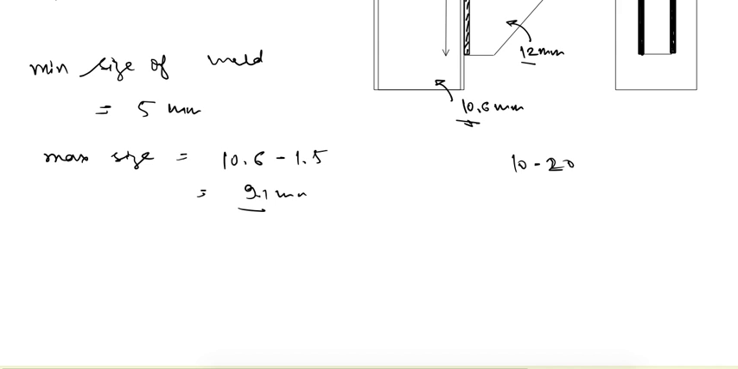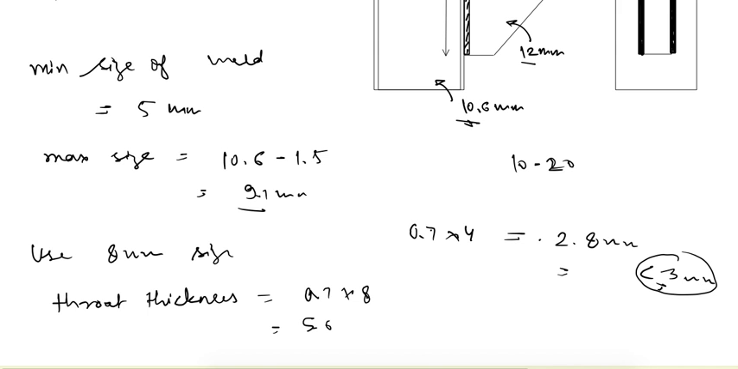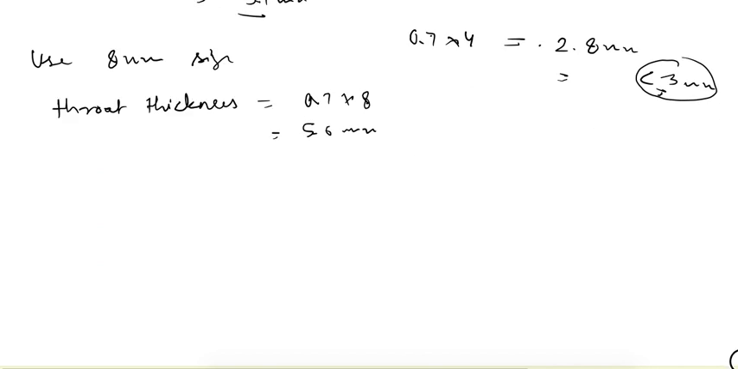But in that also you should keep in mind, let's say we take 4 mm and multiply by 0.7 to find the throat thickness, that will be equal to 2.8 mm. Now 2.8 mm is less than 3 mm, and the code specifies that the minimum throat thickness should be 3 mm, so you have to keep that in mind also. Now let's say we have used a size of 8 mm, so the throat thickness would be 0.7 into 8, that is equal to 5.6 mm. So we have no problem with that.